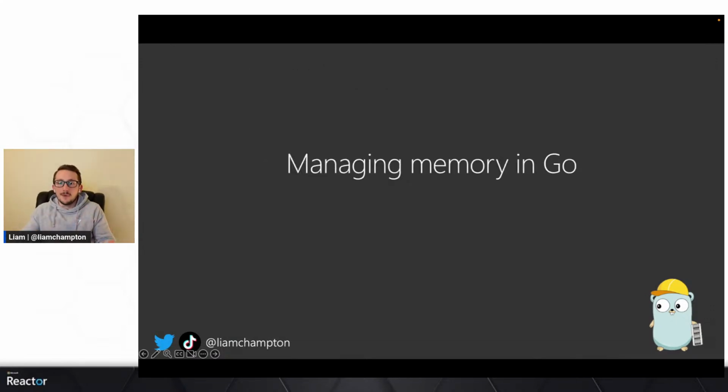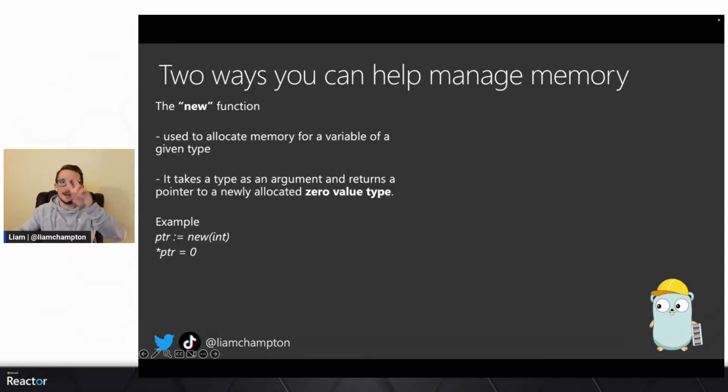So how do we manage that memory? How do we manage memory in Go? How can we personally do that? How can we help it understand itself and be safe whilst doing so? Well, there's two ways. And the first way is an odd way. It's using the new function.